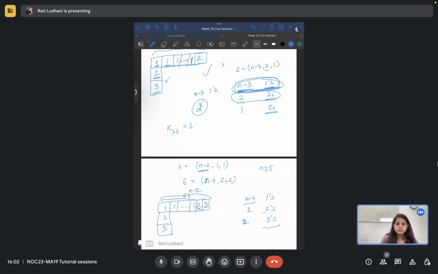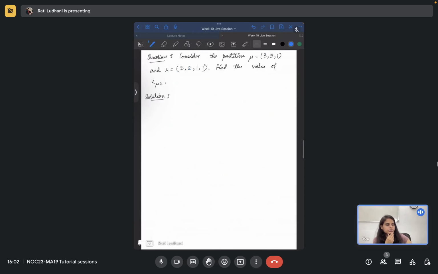Is there any other option? No, right? Because again you have to keep it weakly increasing. Basically you cannot have decreasing. So this will be just 2 and 3. Is that clear how we are calculating the number? Yes, ma'am. Okay, great. So let's move to the next question then.